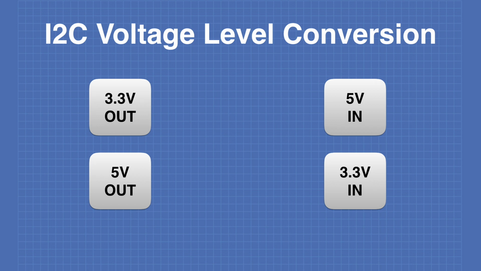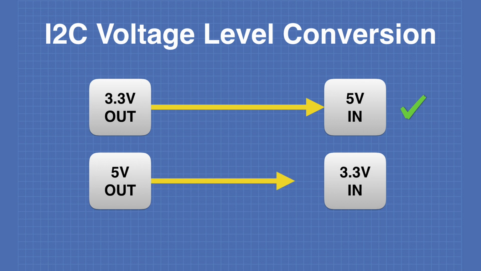Now here are the rules regarding connecting 3.3 volts to 5 volts. A 3.3 volt output can be safely connected to a 5 volt input, and because 3.3 volts is above the minimum threshold required, it will work correctly. A 5 volt output, however, cannot be connected to a 3.3 volt input. It will damage the 3.3 volt logic device.